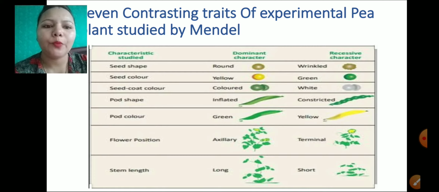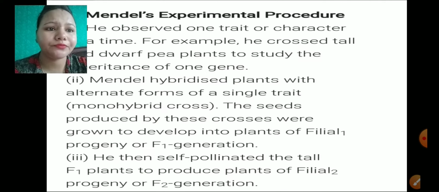What about the pod shape or color? The pod shape may be inflated, that is dominant, and constricted, that is recessive. The pod color is green and yellow. Green is a dominant trait and yellow is the recessive trait. Now the seed color may be yellow and green. Seed shape, the shape of the seed may be round and wrinkled.